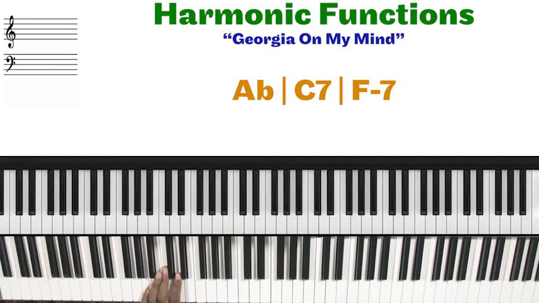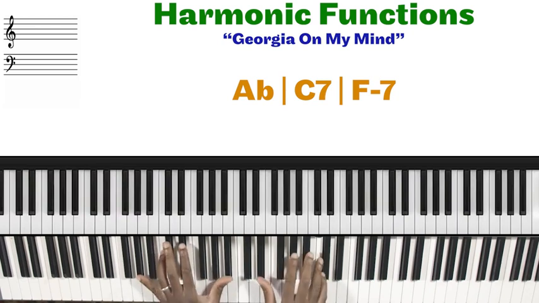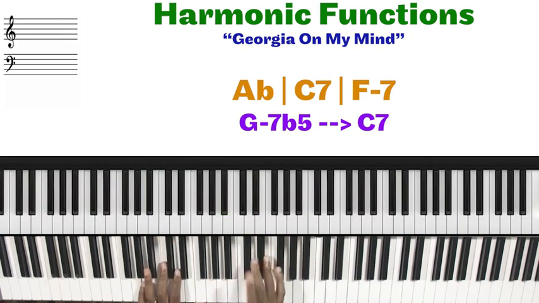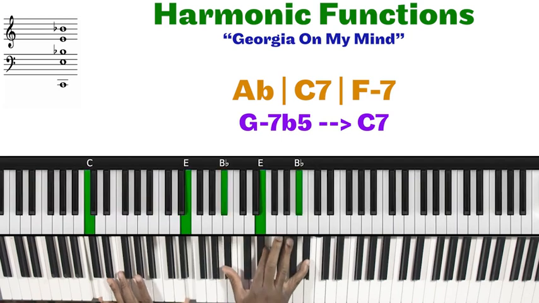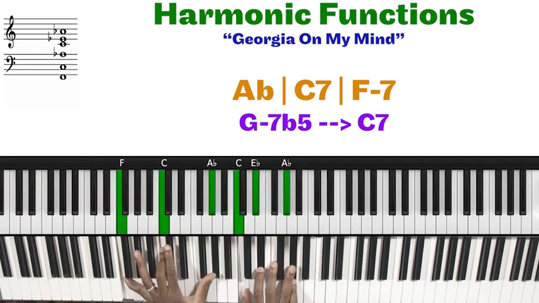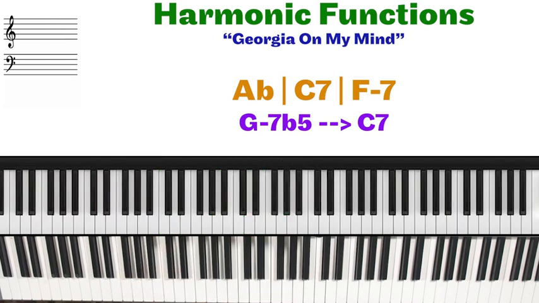So right off the bat, we see the A flat going to the C7. So we can use the G minor 7 flat 5 to approach the C7, right? And then use the G minor 7 harmony right in front of the C7. Okay, so knowing that, what I'll do is I'll create a melody from the G minor 7 harmony.